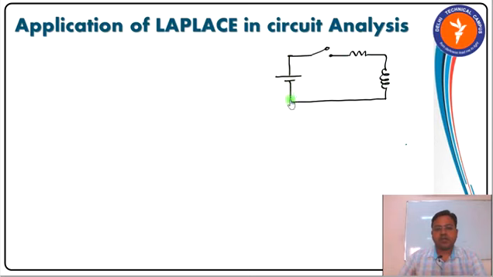We have a DC voltage whose magnitude is V. We have a switch which is getting closed at t equal to 0. We have a resistance and we have an inductor. Let us find out the current flowing into the circuit using the Laplace transform.